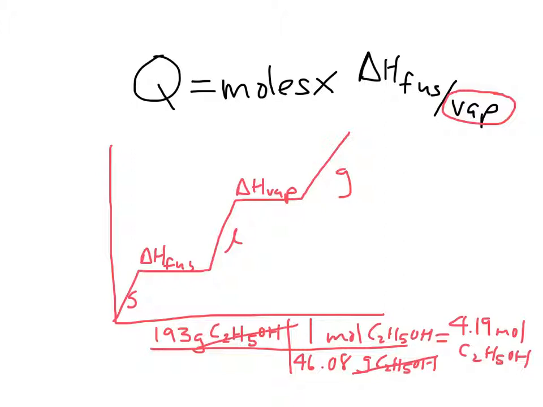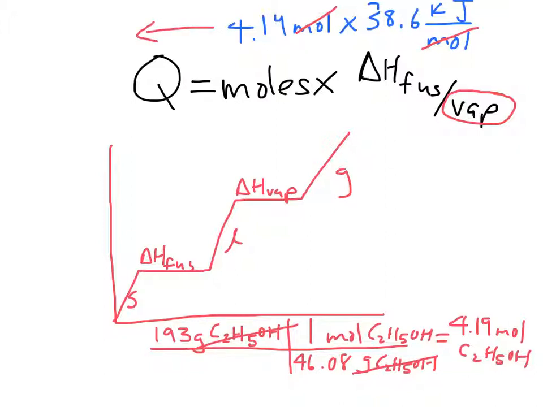So that number is going to end up going up here, 4.19 moles times, we already decided we're using the heat of vaporization even though both were given to us. The heat of vaporization of ethanol is 38.6 kilojoules per mole. And we can see that the moles are going to get canceled out here. So with 3 sig figs, my final answer is 162, and the unit is going to be kilojoules as we mentioned. So there's the final answer for that problem.